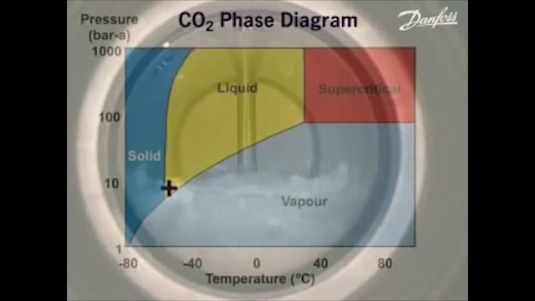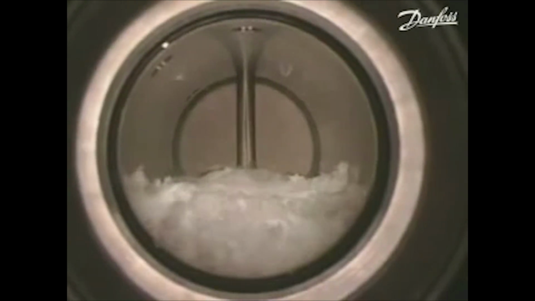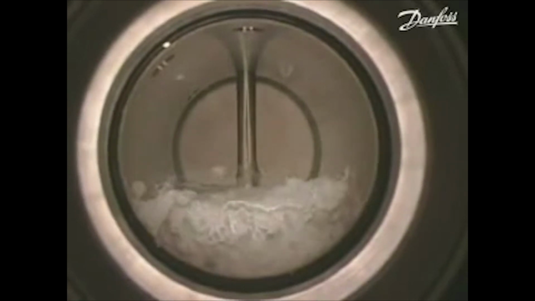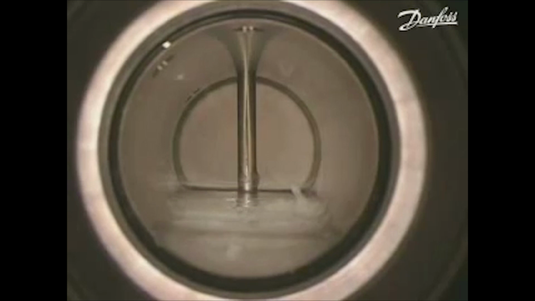The entire cell is now below ambient temperature and will absorb heat from the surroundings. Triple point conditions are re-established as the solid CO2 melts, and as the pressure and temperature rises, the cell contains liquid CO2 and vapor in equilibrium.